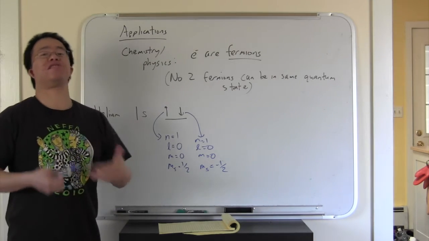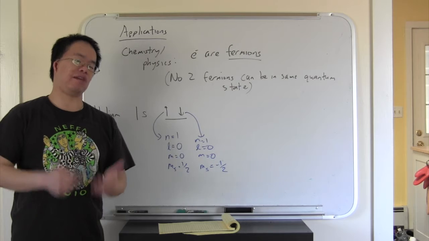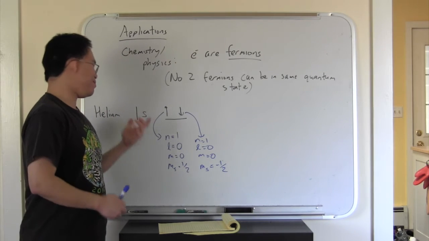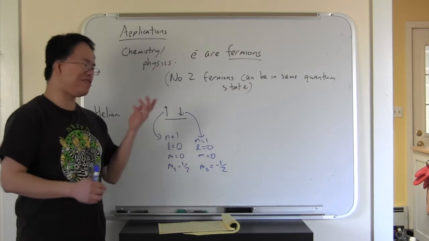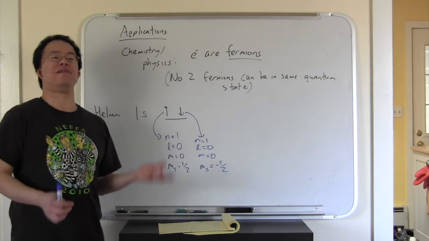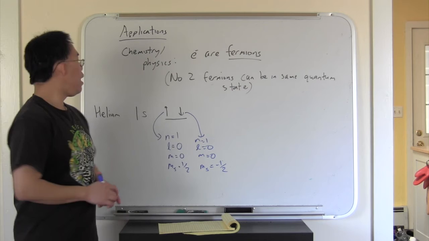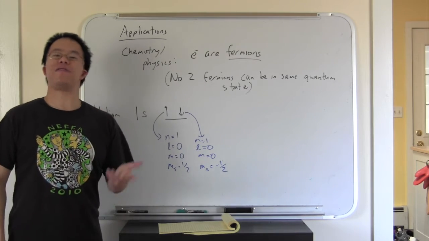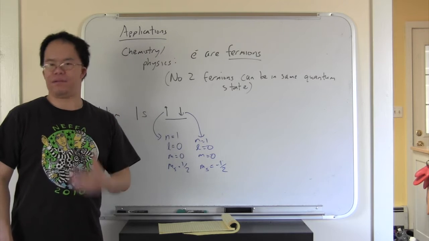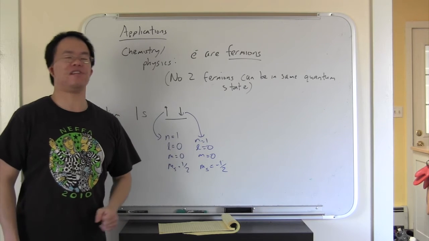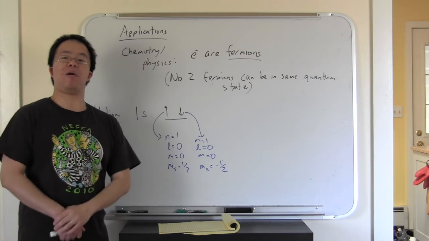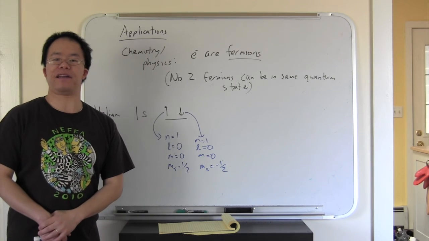And ultimately, this is what leads to the electronic structure of atoms, and it's the reason atoms and solids behave the way they do. Also, the fermionic nature of electrons has lots of other implications in things like particle physics. So there's lots more to explore here if you go on and learn more about quantum mechanics.